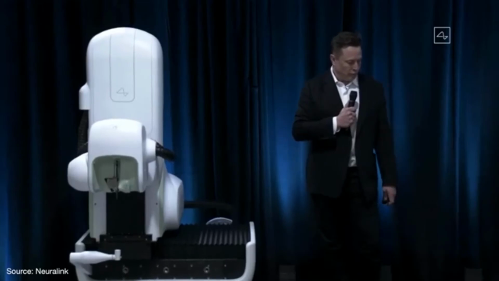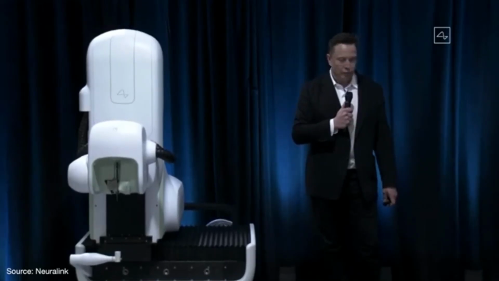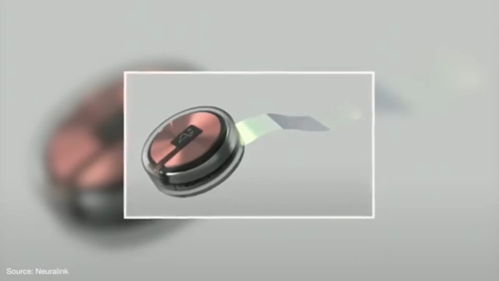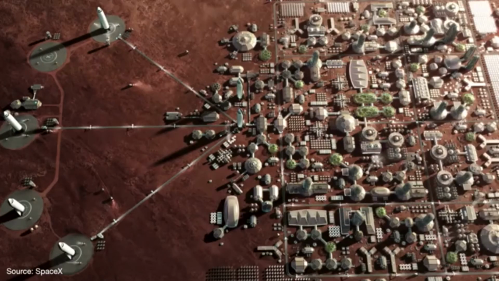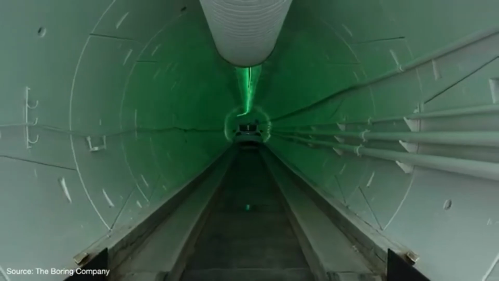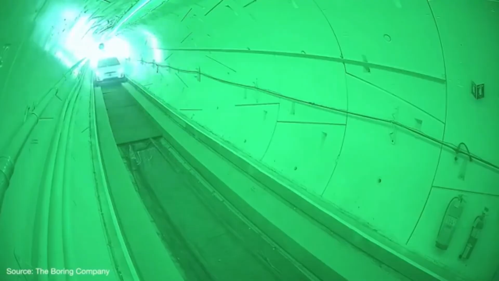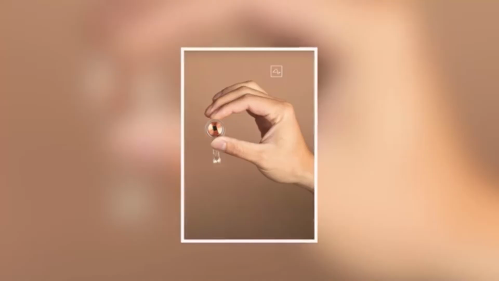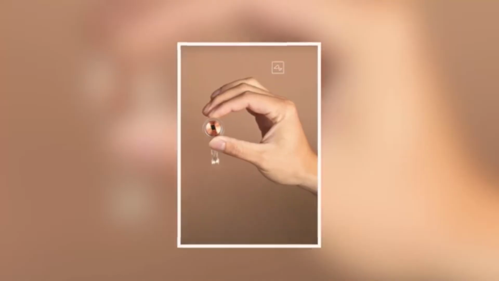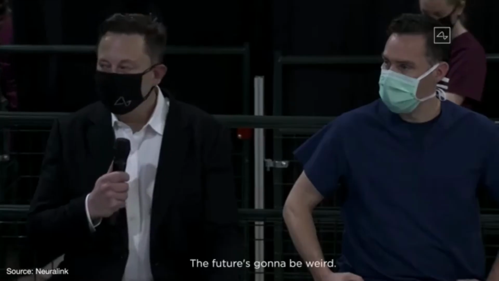Although Musk has many ambitious projects on the go, this one seems different than the others. SpaceX wants to build a city on Mars, changing where we live. The Boring Company is building underground tunnels, changing how we travel. But Neuralink is changing us, making us in many ways superhuman. The future is going to be weird. And that may be an understatement.